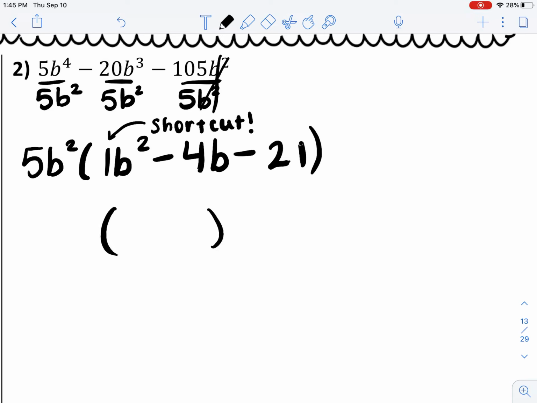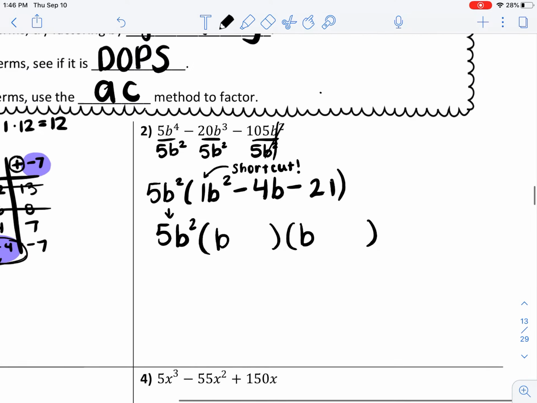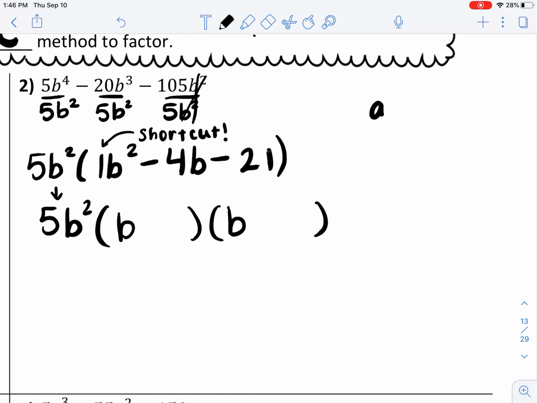Whenever I can do the shortcut, I can set up my parentheses. In order to get this b squared, that would be b times b. I'm going to bring that GCF down now so I don't forget it. To figure out what goes in the blanks, the rest of those parentheses, that's where I do the AC method. So A times C equals, well, the A is 1 and the C is -21. So 1 times -21 equals -21.